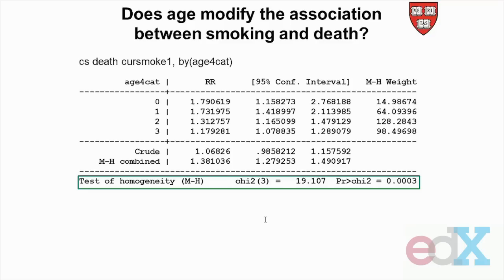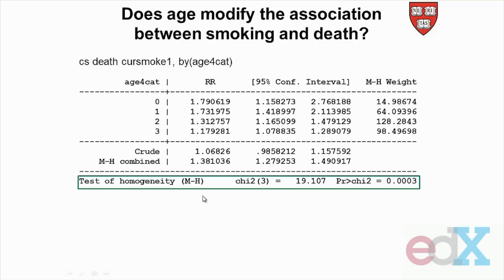And that if we adjust for these age categories by using the Mantel-Haenszel formula, the risk of death is 1.38 times greater for smokers than non-smokers after accounting for age. In the previous session, we concluded that there was evidence of confounding by age because the 1.38 was different than the 1.07.